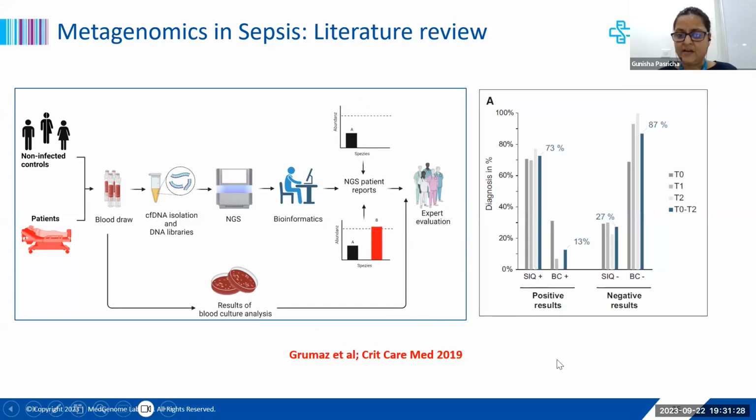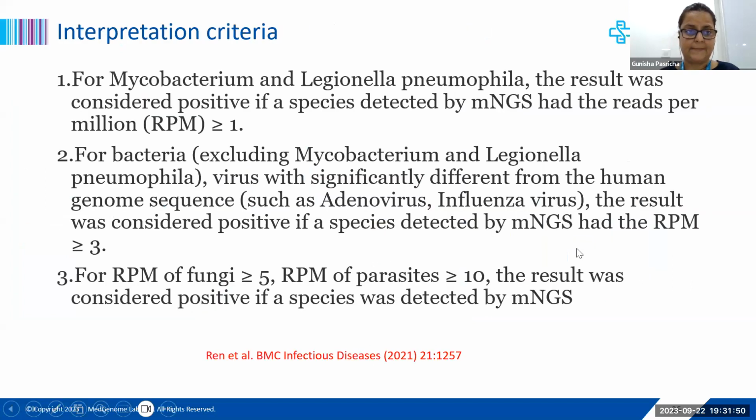Here, if you see the results in this particular study using cell-free DNA, a comparison is done where SIQ, the sepsis interpreting quotient, is shown. It is 73%, it gave a diagnosis, while blood cultures gave a mere 13%, again a stark difference.